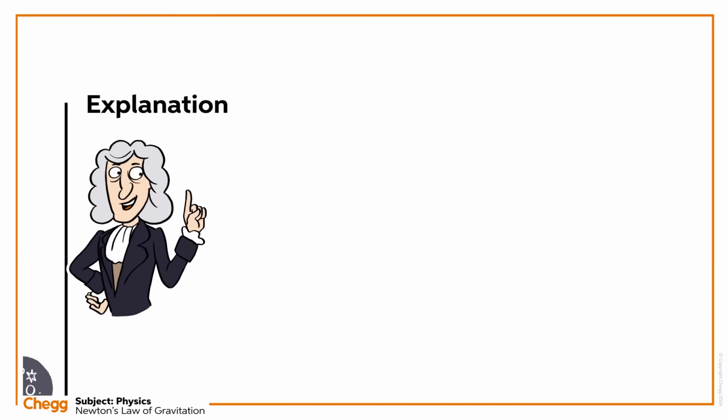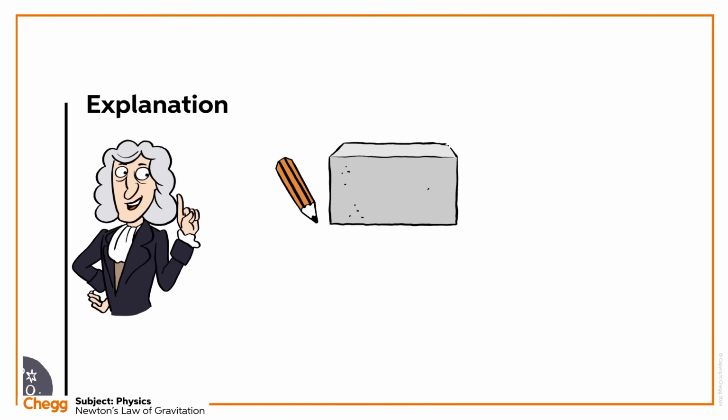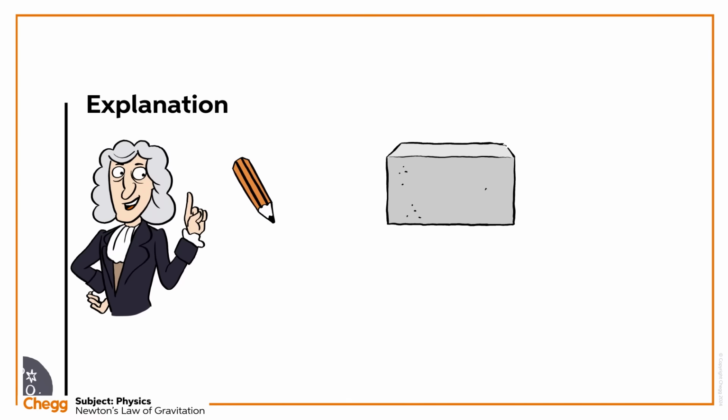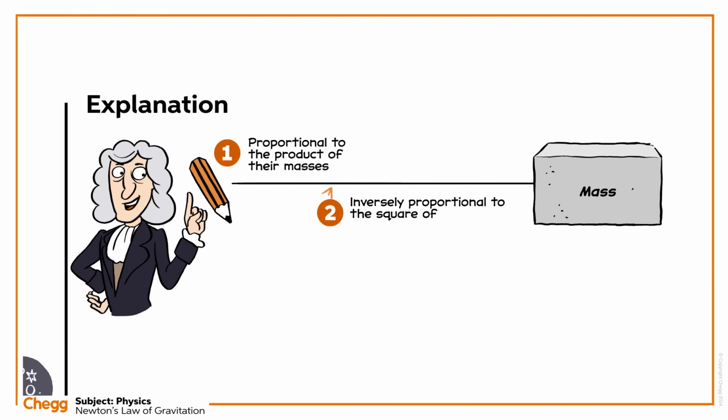Newton's law of gravitation says that every object in the universe, whether a planet, a person, or a pencil, attracts every other object. The force between them is 1. Proportional to the product of their masses, meaning that the force between heavier objects is greater, and 2. Inversely proportional to the square of the distance between their centres, meaning that the further apart the objects, the weaker the force.